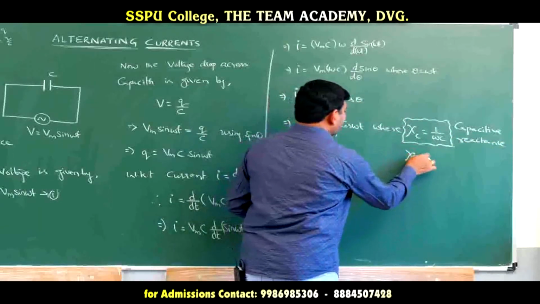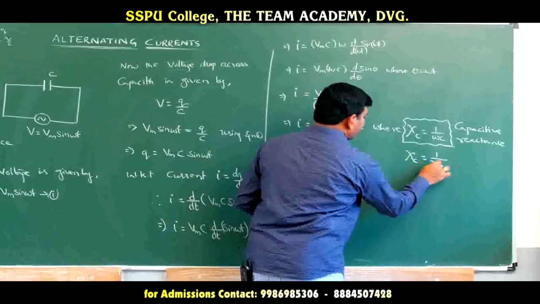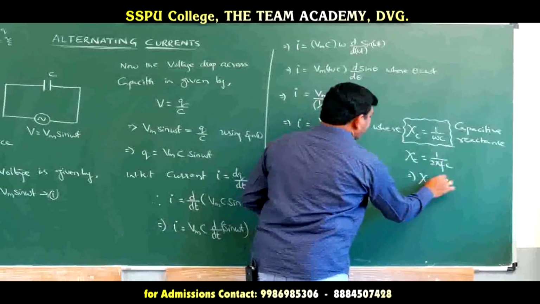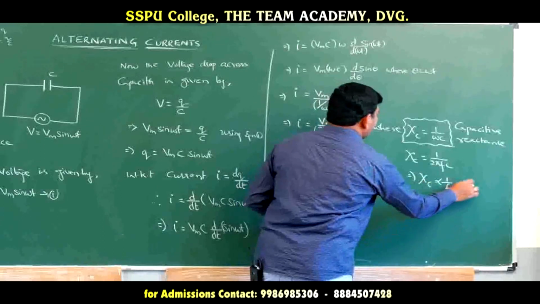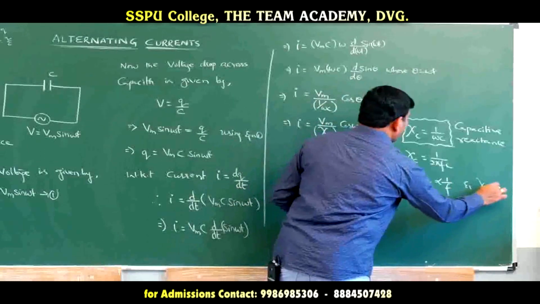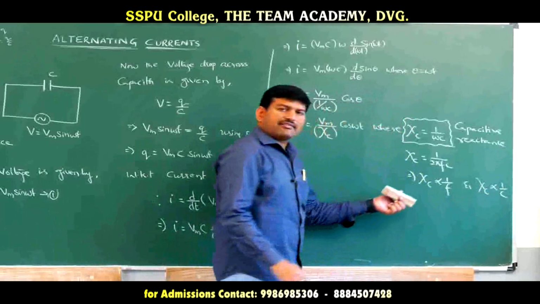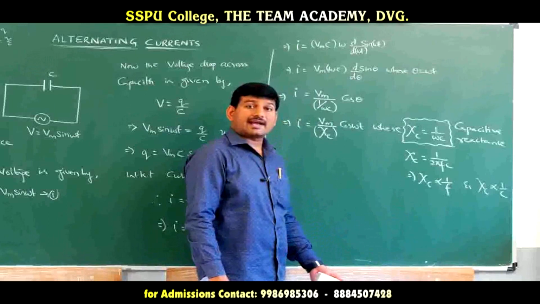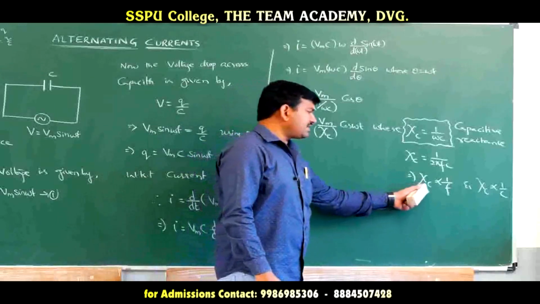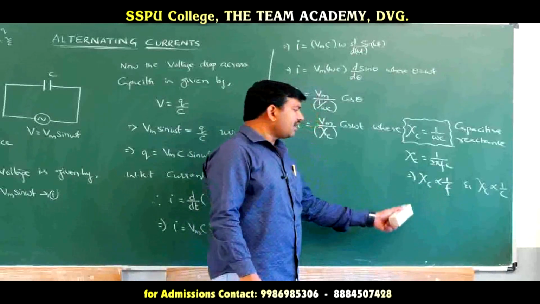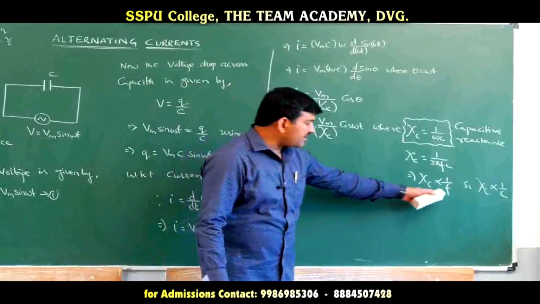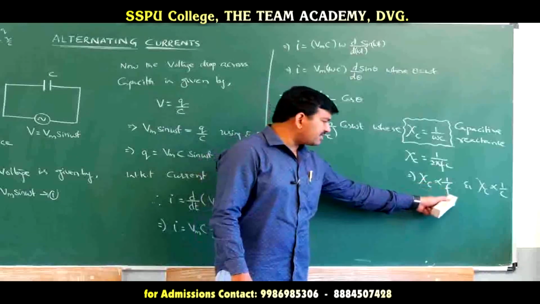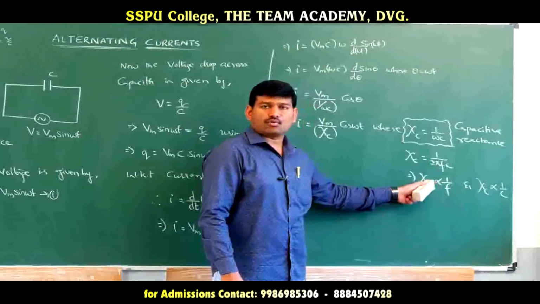This Xc can also be written as 1 by omega C, where omega is nothing but 2 pi f, so Xc is 1 by 2 pi f into C. So this implies Xc is inversely related with frequency and inversely related with capacitance. So what is the graph for Xc versus f? Inverse relation means the graph is a rectangular hyperbola. If the frequency is more, then the reactance is less. If the frequency is less, then reactance is more.